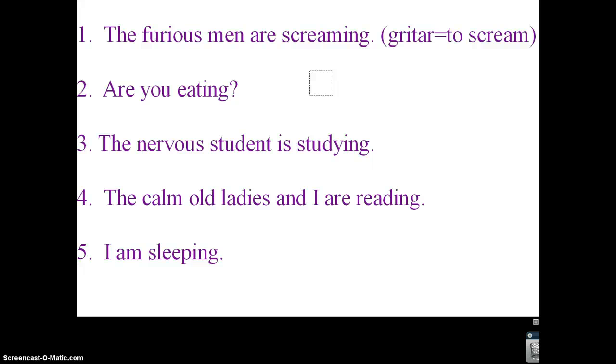Thank you for taking your present progressive notes, which are used to say what someone is doing, conjugated form of estar, plus that thing called the present participle, that part that ends in ando or yendo, that means the ing, the ing.